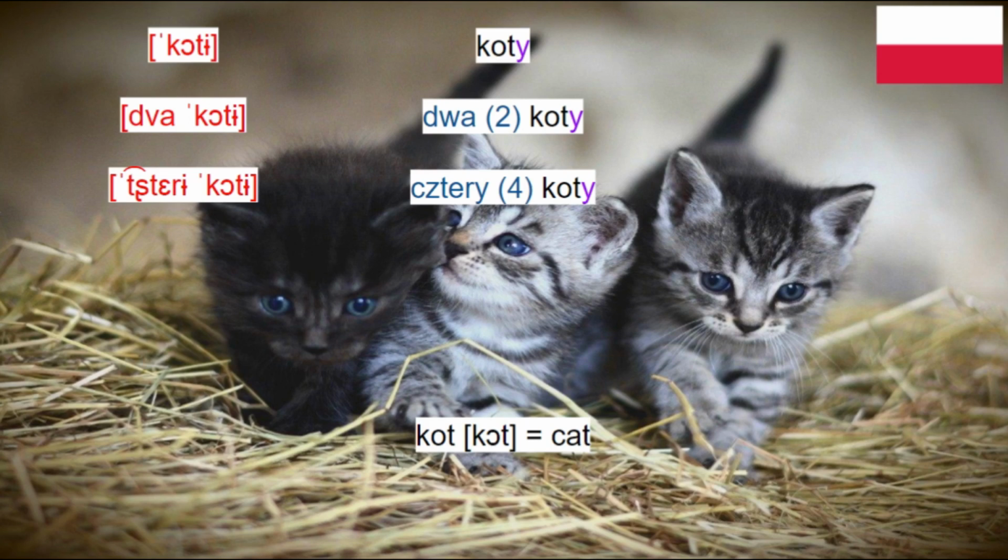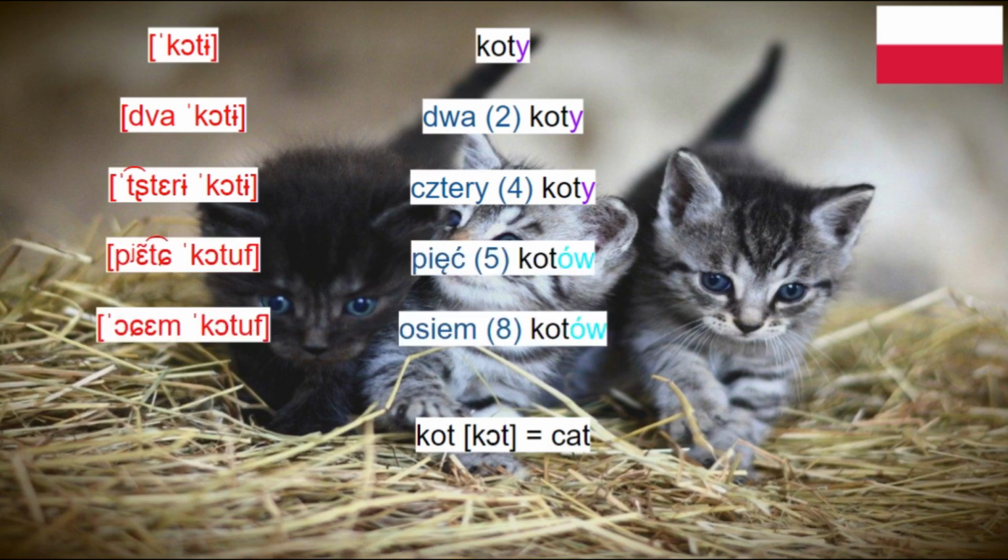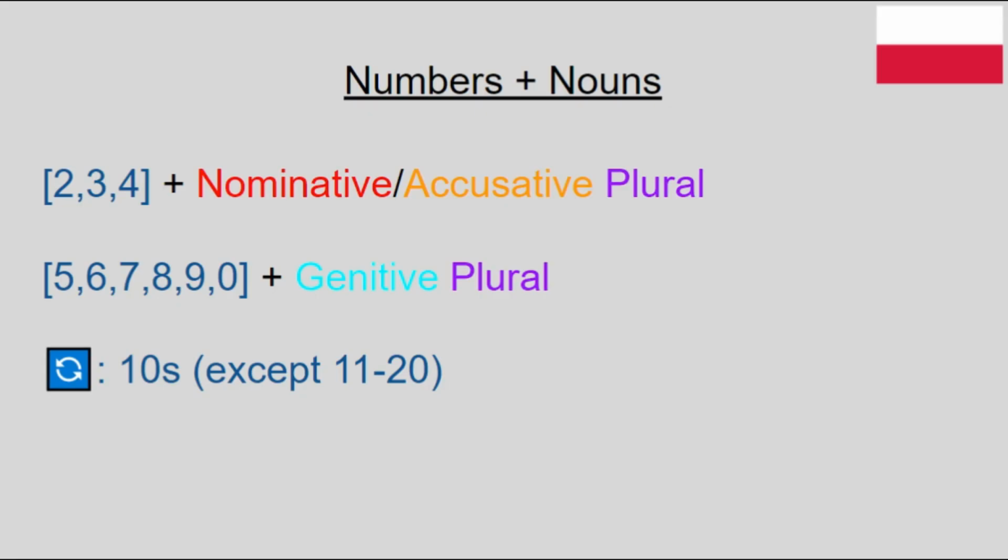Therefore, in Polish, we have just koty, but also dwa koty and 4 koty, but then 5 kotów and 8 kotów. And the cycle goes in tens, except for 11 through 20, which all do the genitive thing. Russian is similar, but there's an added layer of complexity.